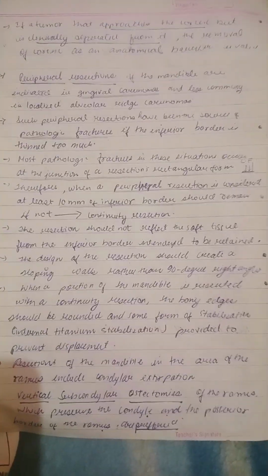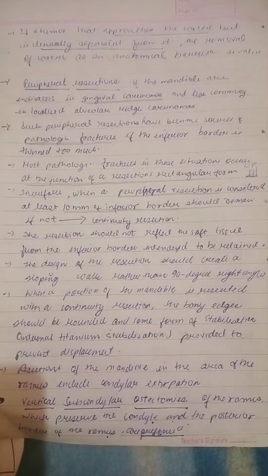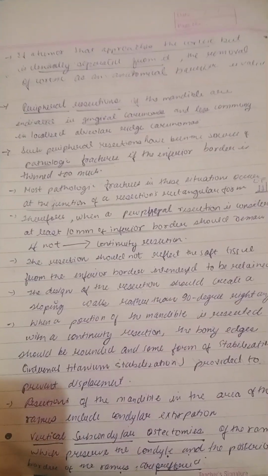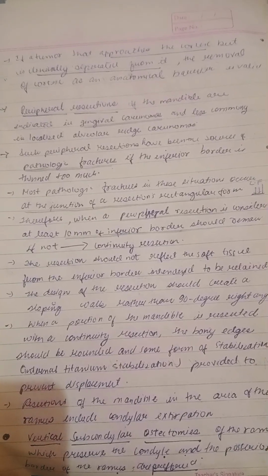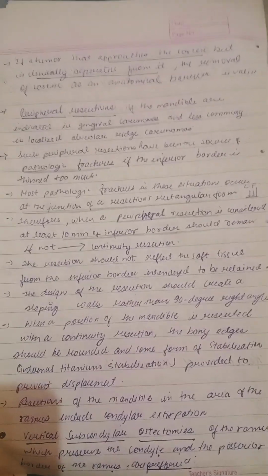So, vertical subcondylar ostectomies of the ramus, which preserve the condyle and the posterior border of the ramus, are preferred. In a vertical subcondylar ostectomy, the condyle and the posterior border of the ramus are preserved. So this type of ostectomy is preferred.